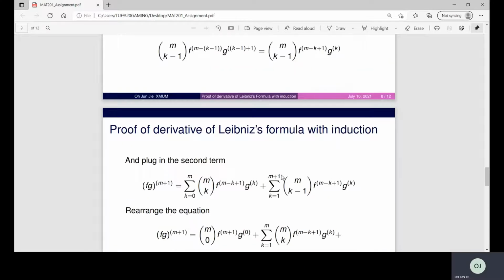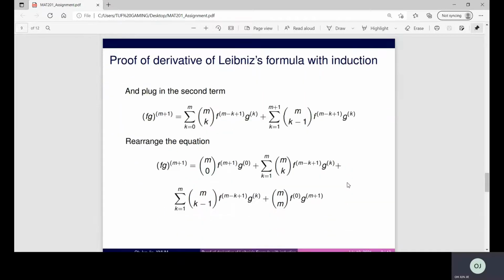And then we can plug into the second term. We'll get the sum from k equals 1 to m plus 1 of the binomial m to k minus 1 times the derivative of order m minus k plus 1 of f times the derivative of order k of g.